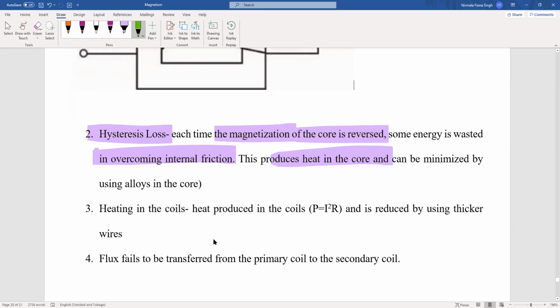Last one here, and second to last one here, we have heating in coils. The heating produced, right, power is given by I squared R or IV, same thing. And how to reduce heating in the coils, because anytime you have electricity passing through a wire, you're going to make that wire heat up no matter what. And how can we reduce this? We just use thicker wires. By using a thicker wire, we reduce the chances of electrons bouncing into each other.